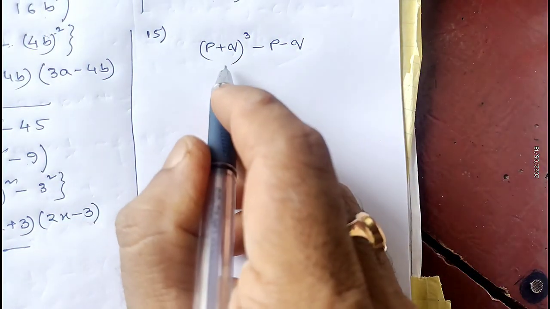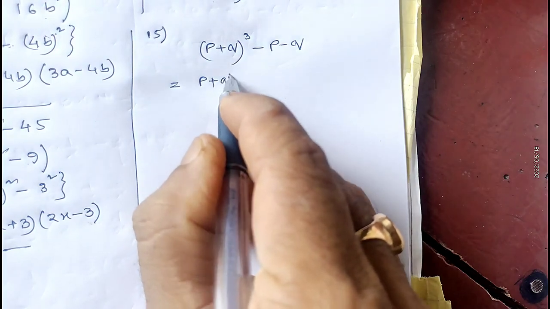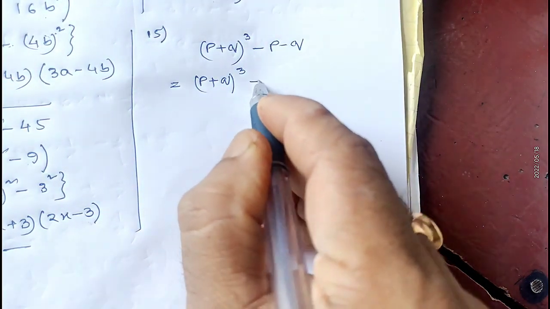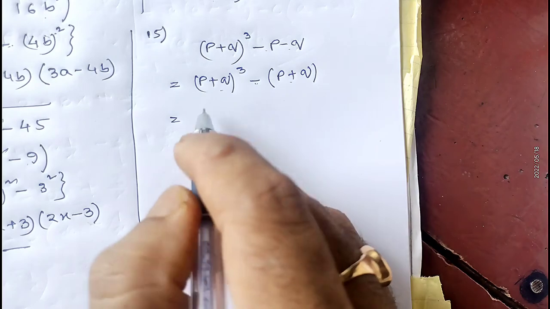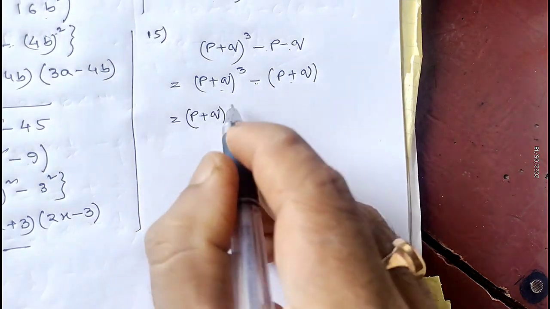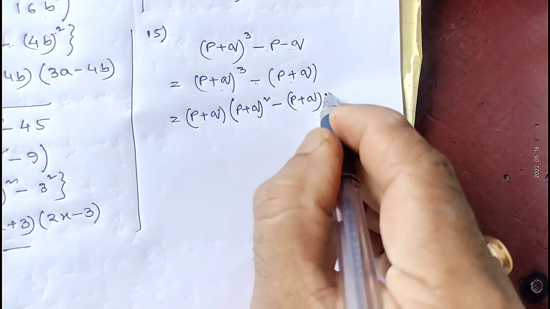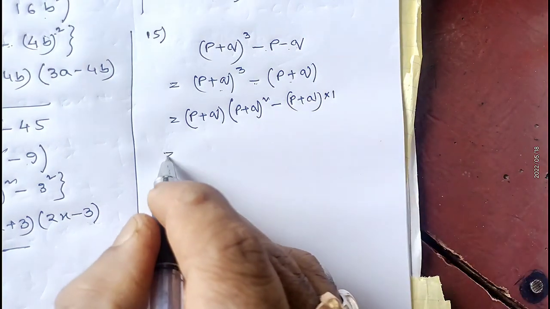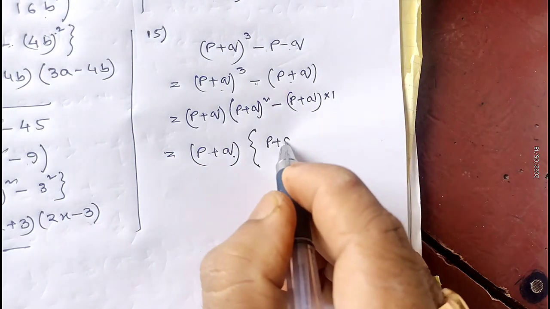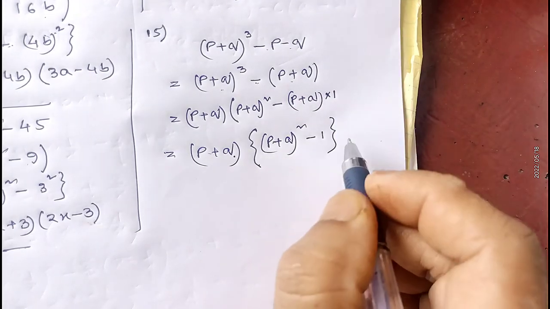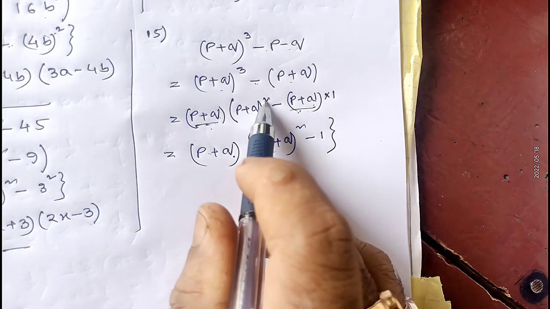In question number 15, it is p plus q whole cube minus p minus q. Here you can write p plus q whole cube, and from these two I can take minus common, it will be p plus q. Now here p plus q is common, we can write it like this also, p plus q into p plus q whole square minus p plus q. And if you want, you can just imagine that one is here. Now since p plus q is common, we are left with p plus q whole square minus 1. Out of these two terms, p plus q is common, so we have written p plus q outside, so we are left with p plus q whole square minus 1.